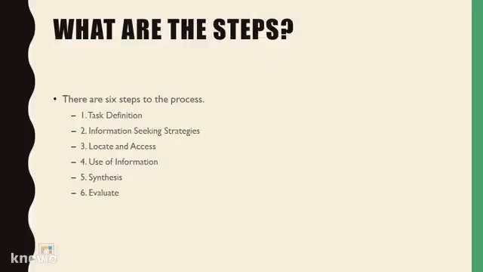Now that you know what the Big Six is and what it can be used for, let's review the 6 steps. 1. Task definition. 2. Information-seeking strategies. 3. Locate and access information. 4. Use of information. 5. Synthesis. And 6. Evaluate.